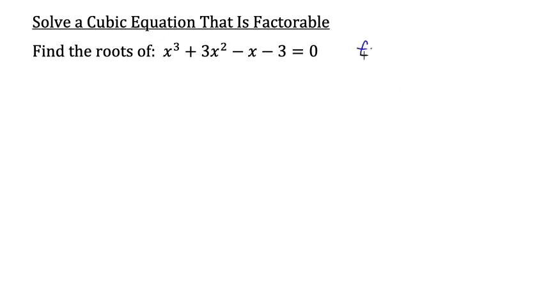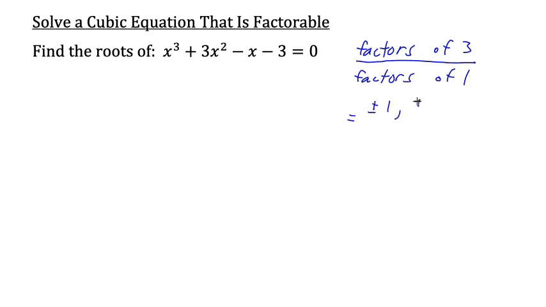So I'm going to make a fraction, and in the numerator will be the factors of 3. We don't need to worry about the sign when doing the rational root theorem. And then in the denominator, we will have factors of 1. All right, so the factors of 3 are positive and negative 1, and positive and negative 3. The factors of the number 1 are just positive and negative 1.